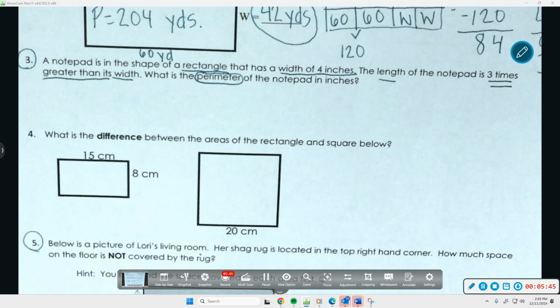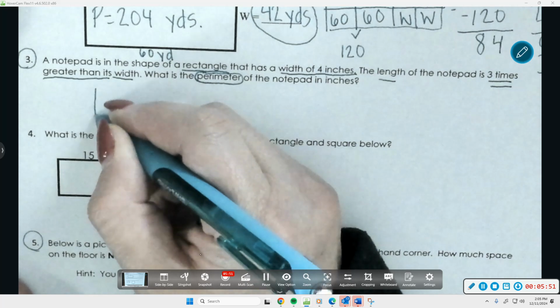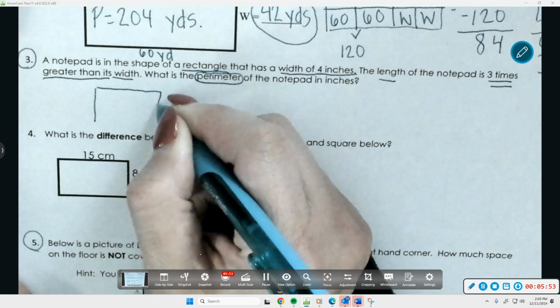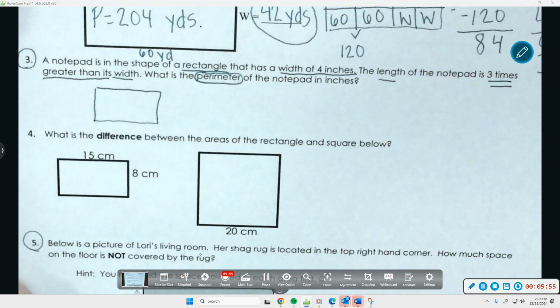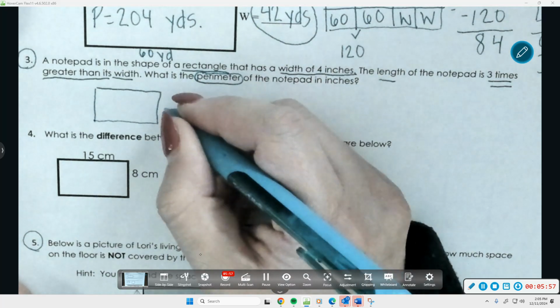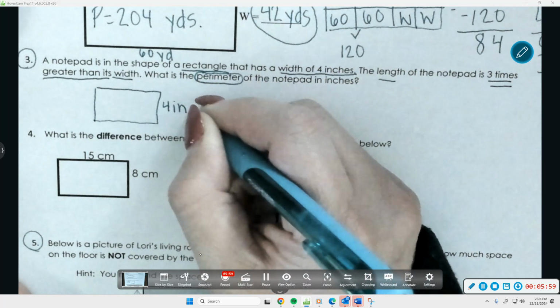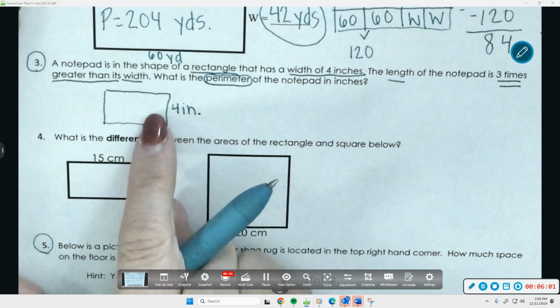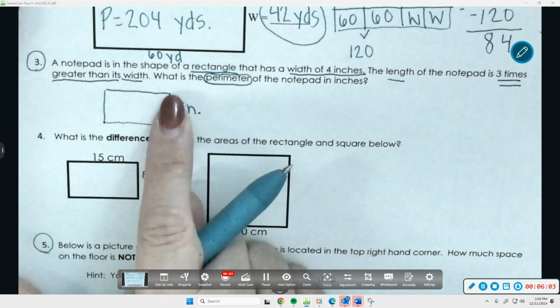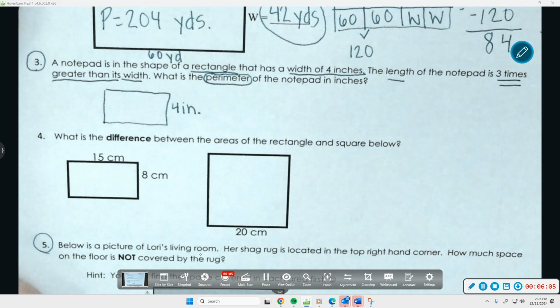What's the very first thing I should do before I do anything else, Navika? Draw a picture. It said rectangle. Okay. I know that I have a width of 4 inches. And 3 times. But if I'm finding perimeter and this width is 4, what's this width? 4. Okay.